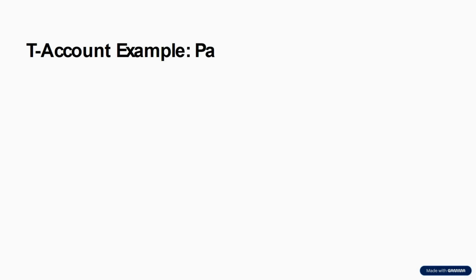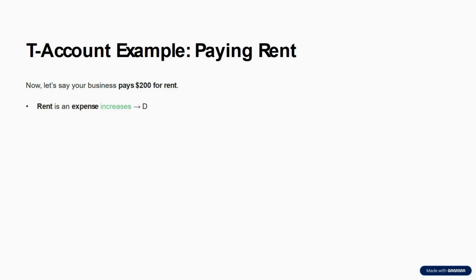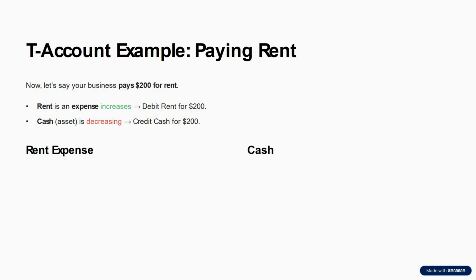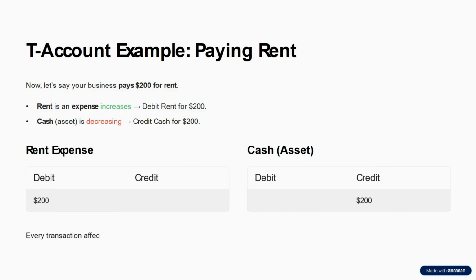Now, let me explain another example. Let's say your business pays $200 for rent. Rent is an expense that increases, so we debit rent for $200. Cash, an asset, is decreasing, so we credit cash for $200. Every transaction affects at least two accounts, maintaining the balance. This is called double entry accounting.